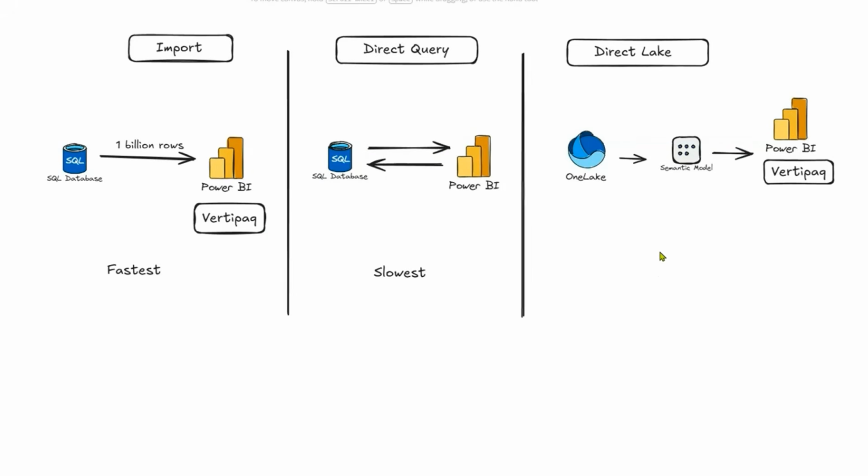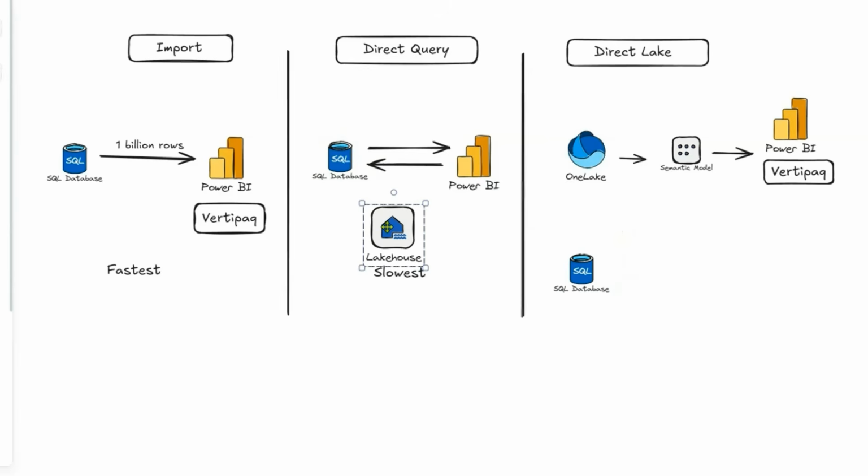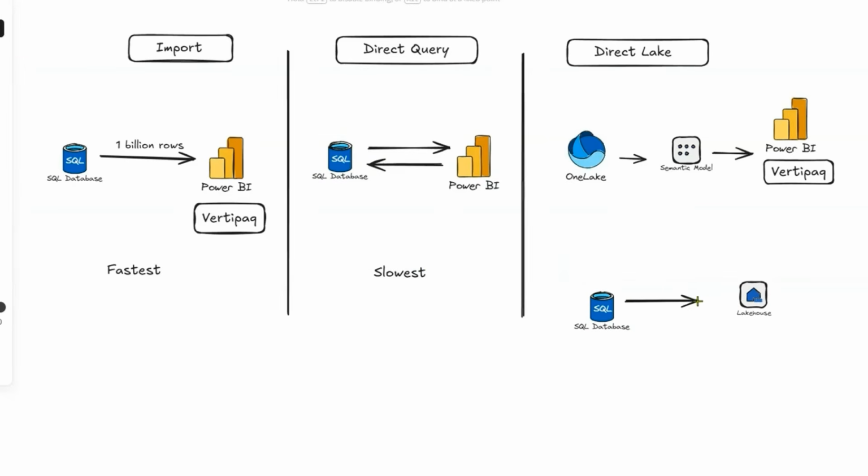Now let me tell you how Direct Lake works. In Direct Lake, all the data resides inside OneLake. Suppose we have this SQL Server data. We create a lakehouse inside the Fabric workspace using a data pipeline. Lakehouse data is automatically stored in OneLake because in Fabric, all the data is stored inside OneLake itself. A semantic model will be created from the lakehouse. Then we create a Power BI report on top of the semantic model.